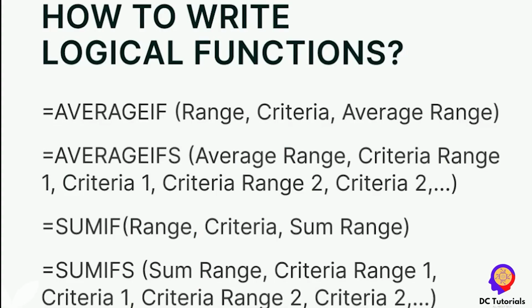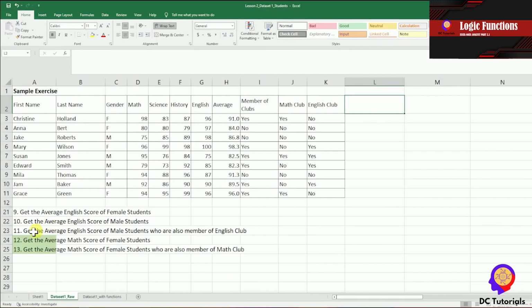And we can also do multiple conditions by adding another criteria. Let's see how it works in Excel. Let's say we want to get the average English score of male students who are also a member of the English club. So what we need here would be this column. This should be male, right? And another condition, which is this. This should be yes, meaning the student is also a member of the English club. If those conditions are satisfied, then we will get the average of English score, right?